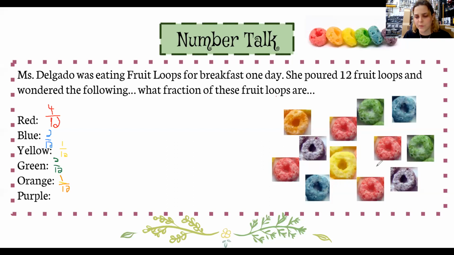And then let's look at the purple ones. It seems we also only have 2 purple, so I'm gonna change it to purple right now. So out of my Fruit Loops, I only have 2/12s.